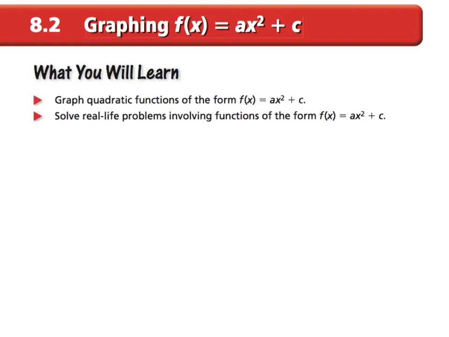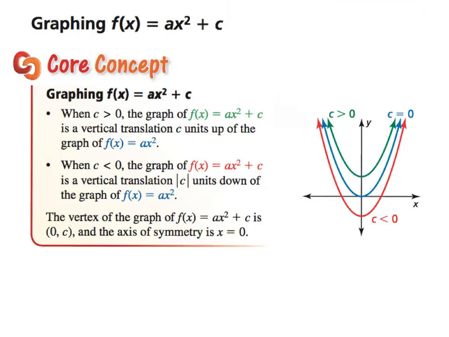So what are we going to learn today? We're going to learn how to graph those functions, and we're going to learn how to solve real-life problems involving functions that are in that form. So how do you graph it? Well, here we go. When this value is greater than 0, that means it's a vertical translation C units up. So basically, if this number is positive, that's how many units you translate it up. So the green represents if it goes up. If it's a negative value, if C is less than 0, that means your graph goes down.